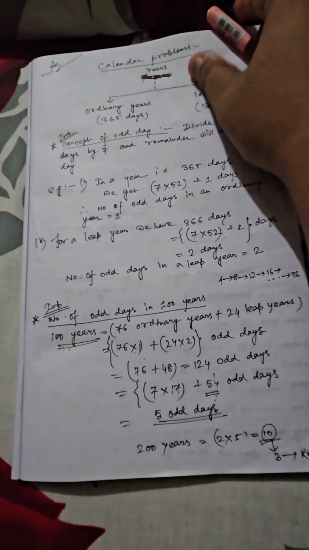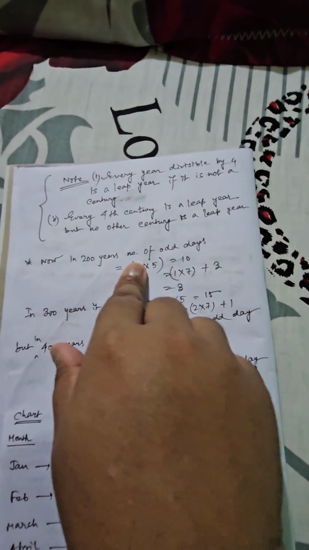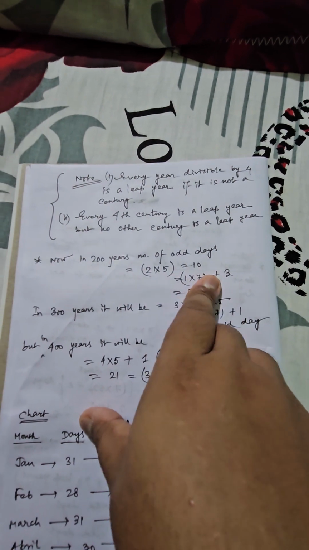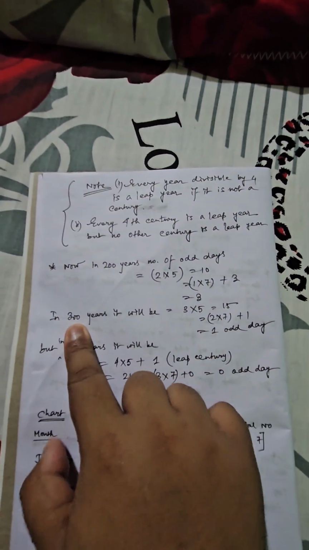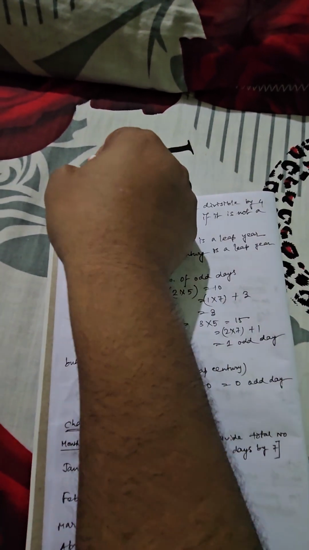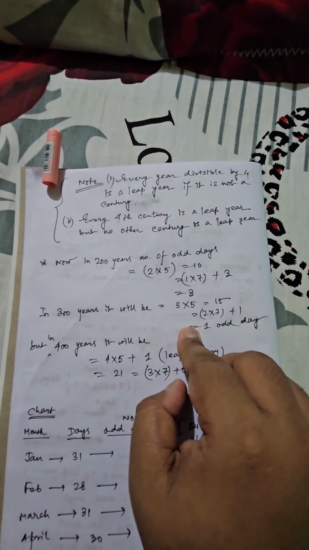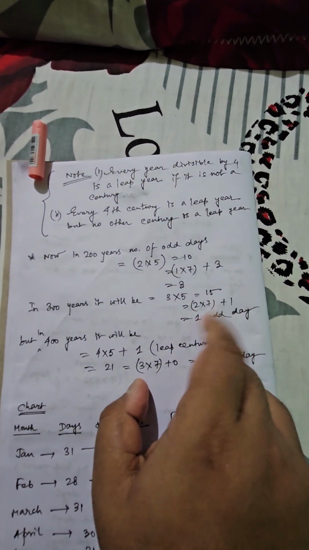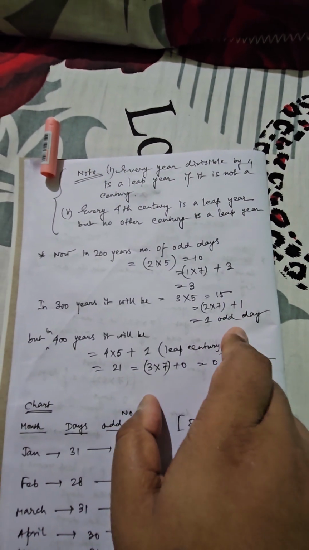So in this way we can carry on. You can see I have also mentioned that in 200 years the number of odd days will be 2 into 5, that is 10, so 3 odd days will be there. Similarly, in case of 300 years, in each 100 years we have 5 odd days. So in 300 years it will be 3 into 5, that is 15, divided by 7, and you will get 1 as remainder. So technically 1 odd day will be there.